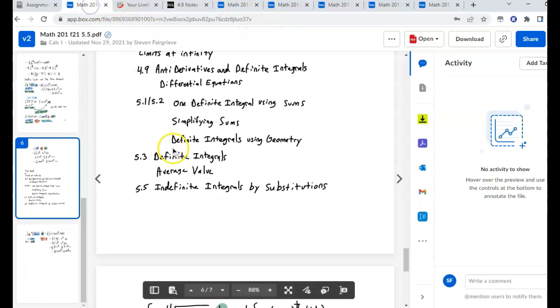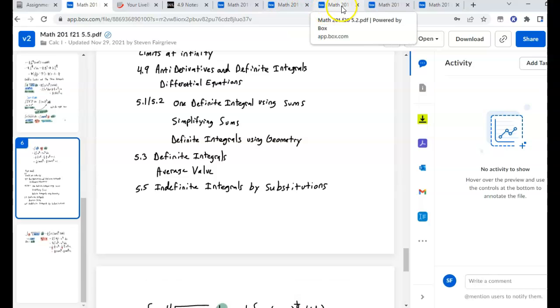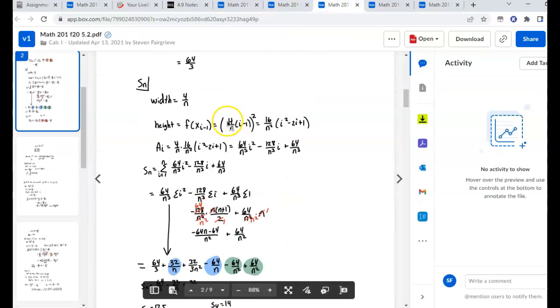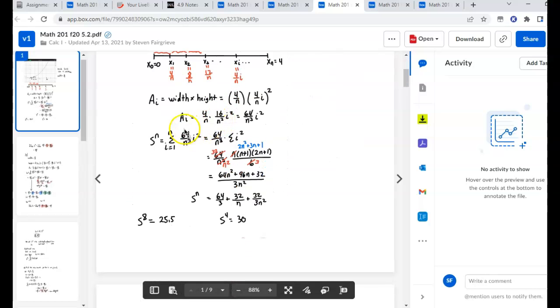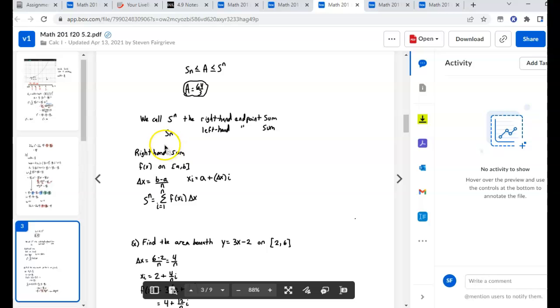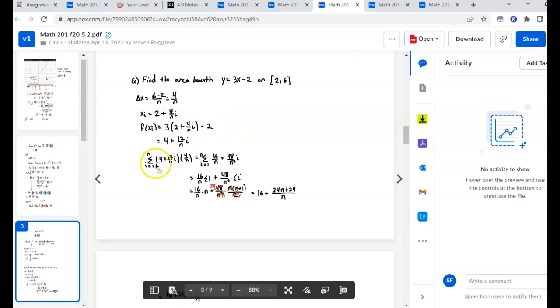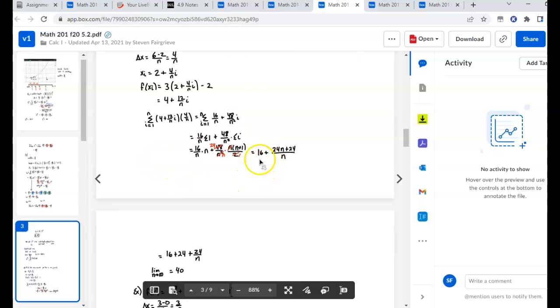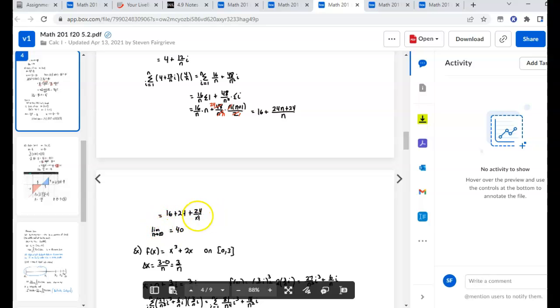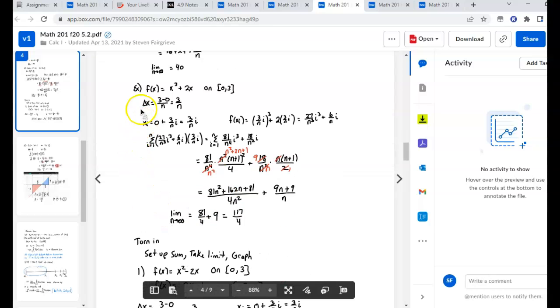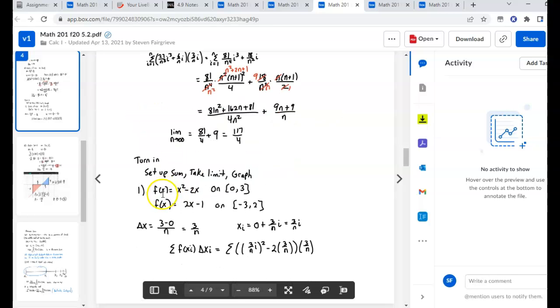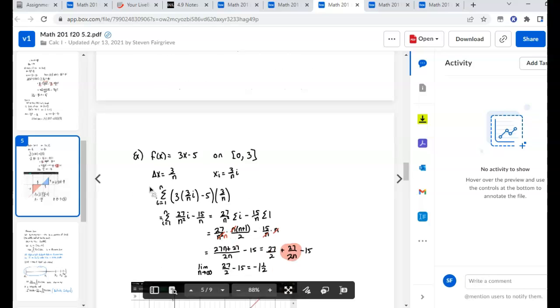We then transitioned to definite integrals using sums. That was in 5.2. So 5.2 is when we got into our definite integrals. Particularly, we found the area beneath the curve by setting up a sum, eventually getting our answer, and then taking the limit as n goes to infinity. You'll have a few examples there. Remember, you turned in a couple of examples. We had a few other examples as well.